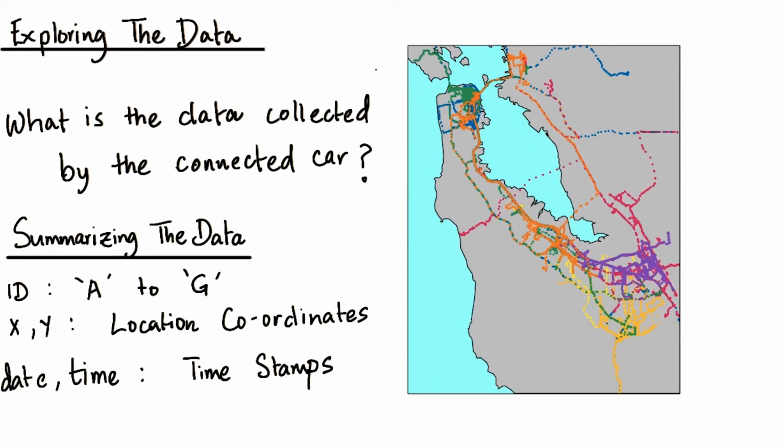Here we have a scatter diagram to show you what the data actually contains. These are coordinates of people driving around in a connected car.